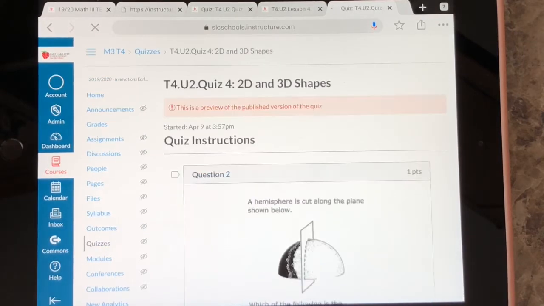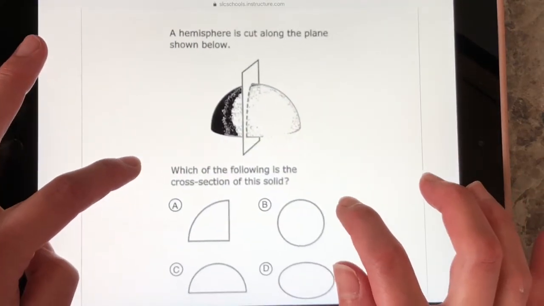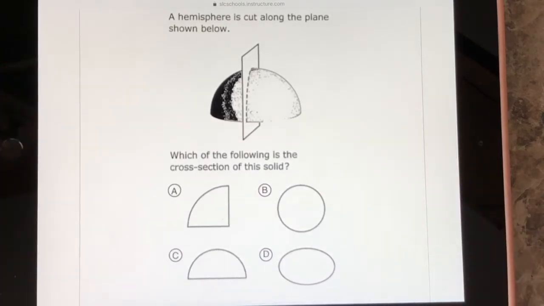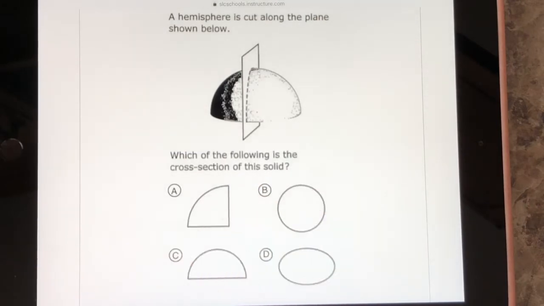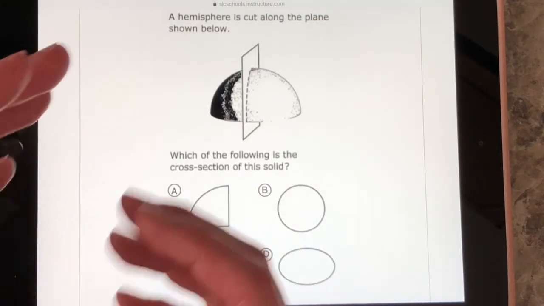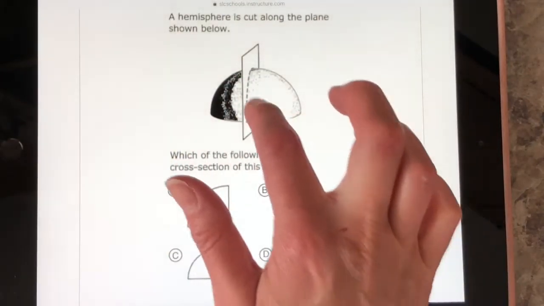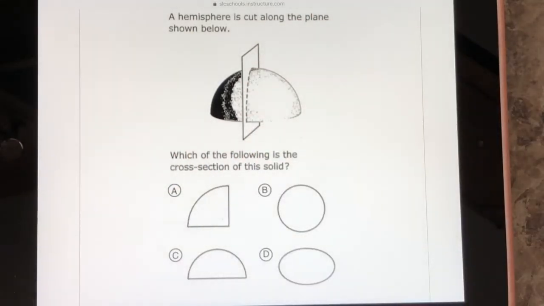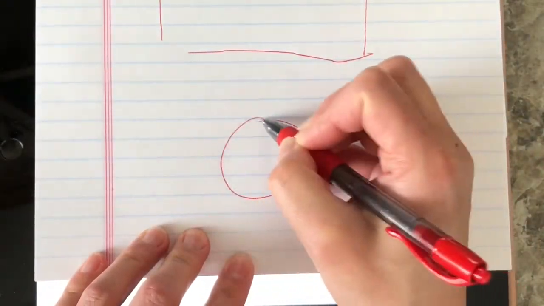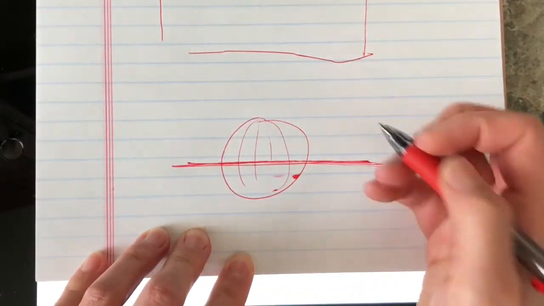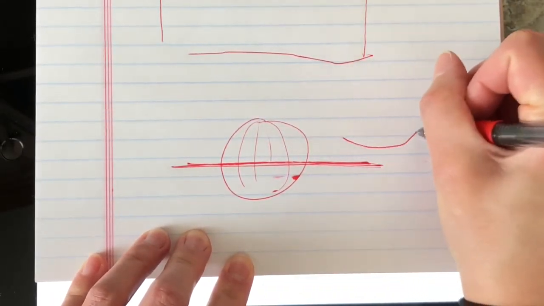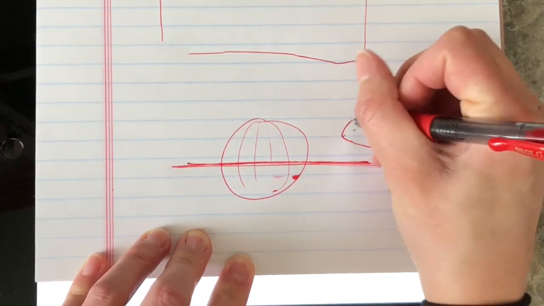All right, next up, a hemisphere is cut along the plane shown below. A hemisphere is simply a sphere cut in half. Hemi means half, I'm assuming. Hemisphere, half of a sphere. So this is a hemisphere, it's cut in half. What shape is that going to create? Well, here's a sphere. Here's a hemisphere, half of that, right? So a hemisphere is going to be like this.